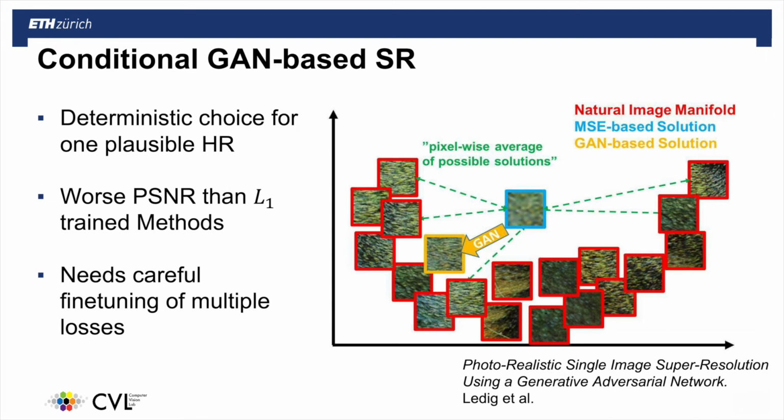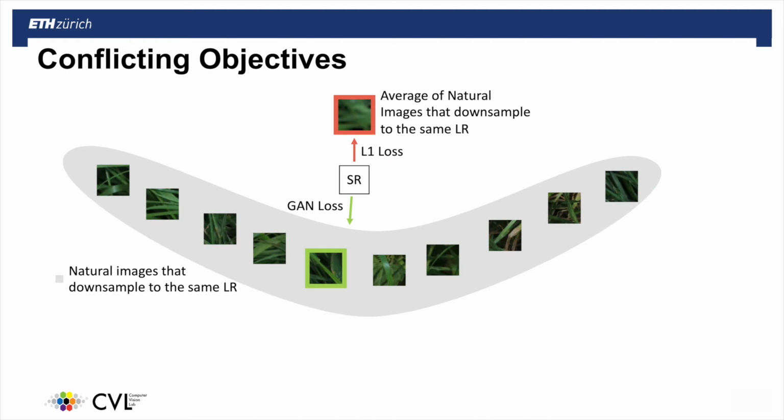As shown in their illustration, the L1 loss aims to output the average of all plausible super resolutions. However, this results in a blurry super resolved image. On the other hand, the GAN loss aims to output a natural image. We further illustrate this conflict in that figure.